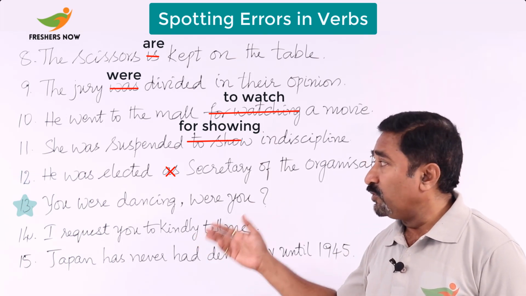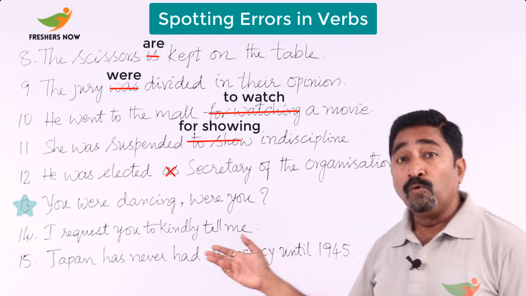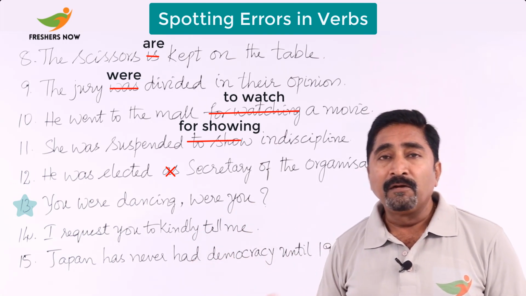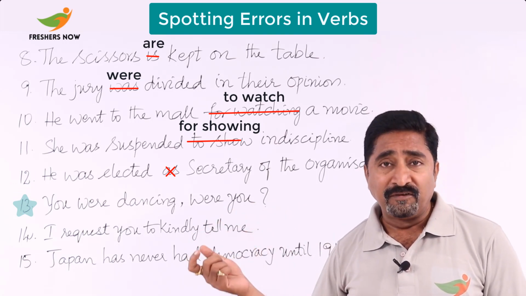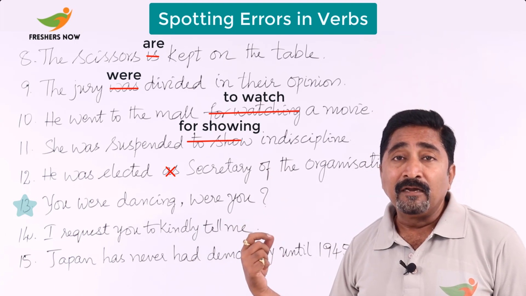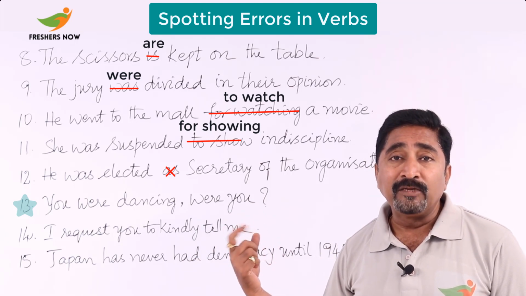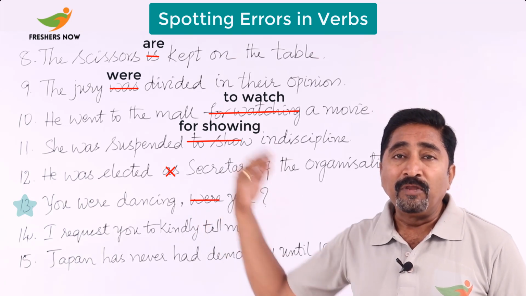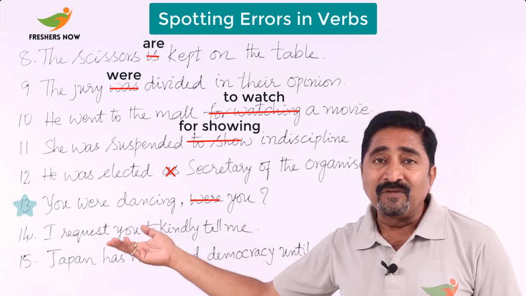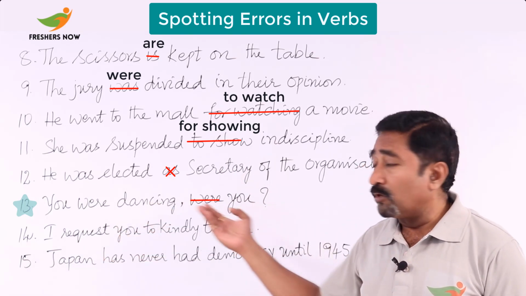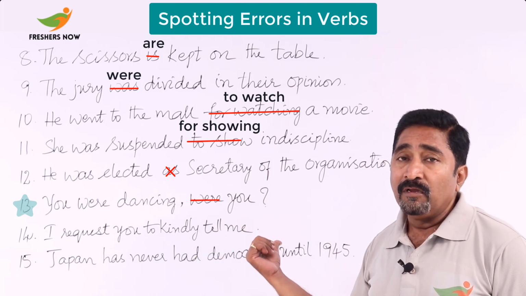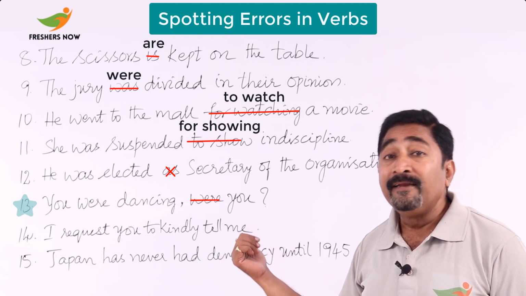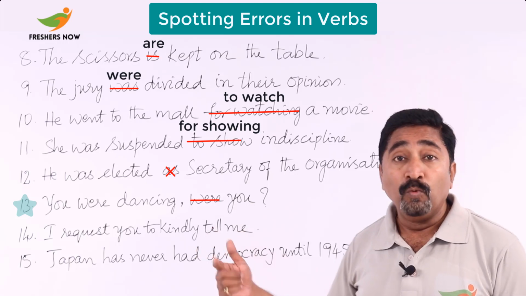Now see the next one. You were dancing, were you? Here, when the sentence is positive, the question tag should be negative. It is vice versa. So here, the sentence provided is positive, like you were dancing. So the question tag should be negative. So you should say, weren't you?